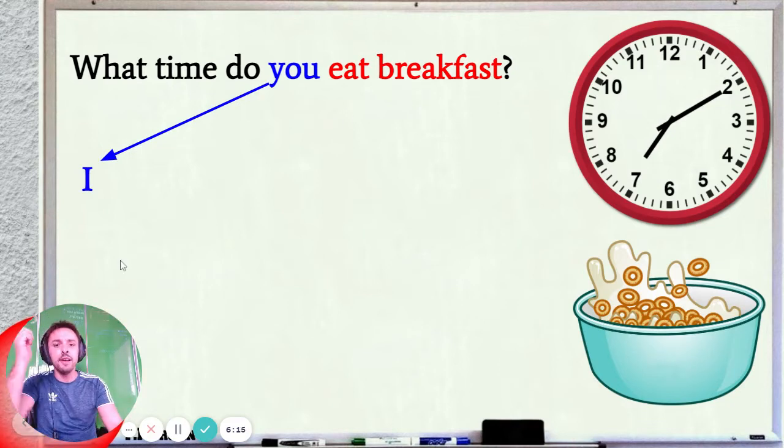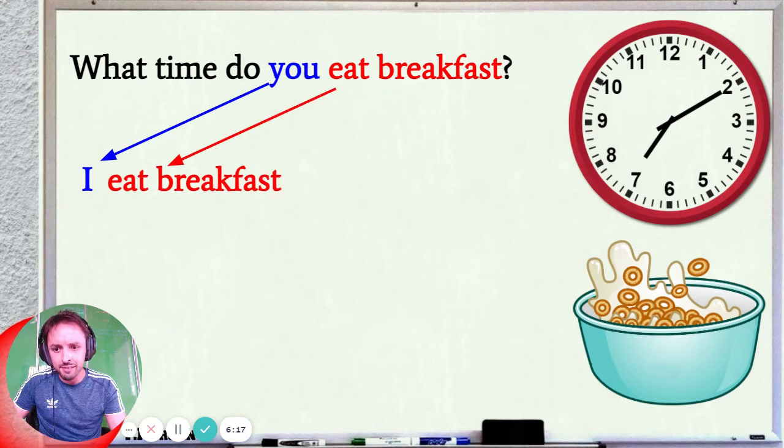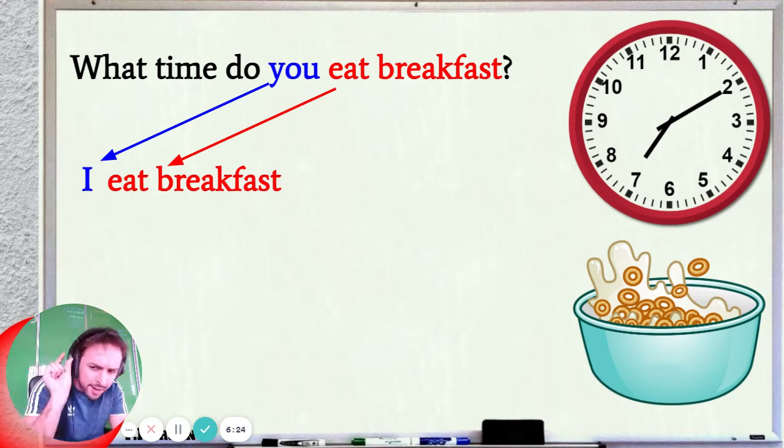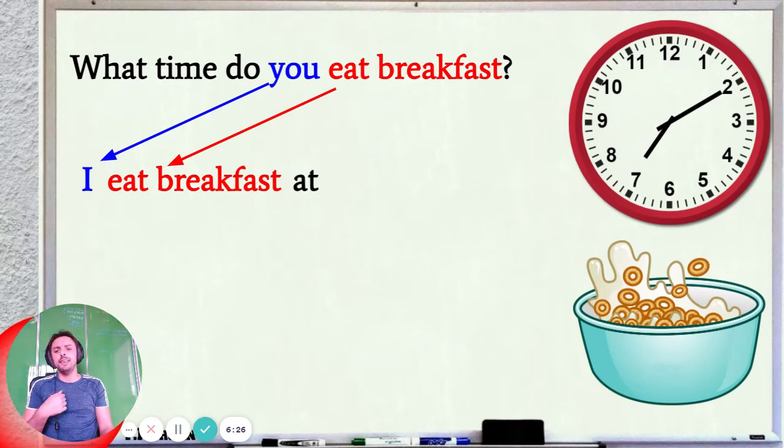Let's take the verb. I eat breakfast. Then the small word. I eat breakfast at.